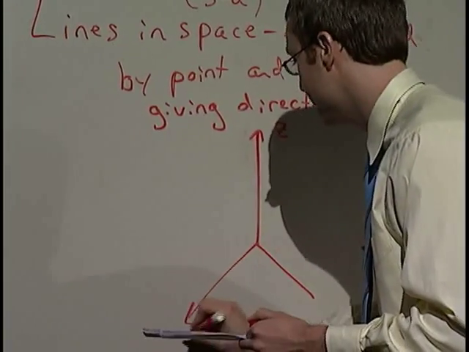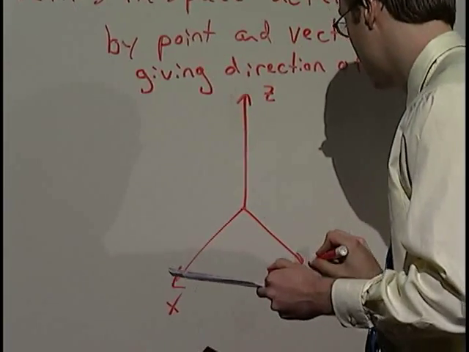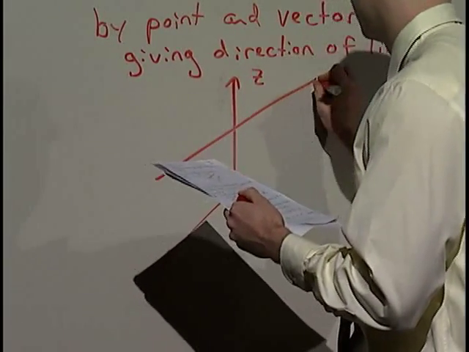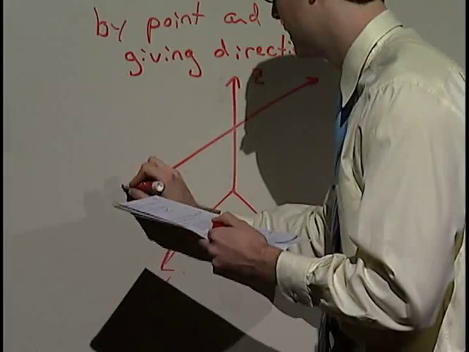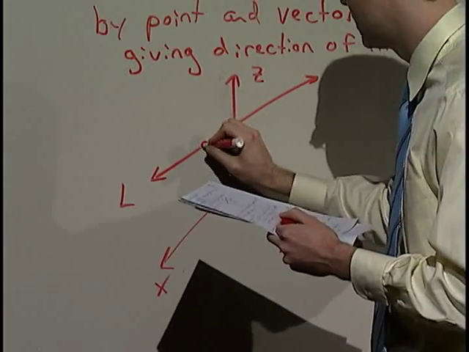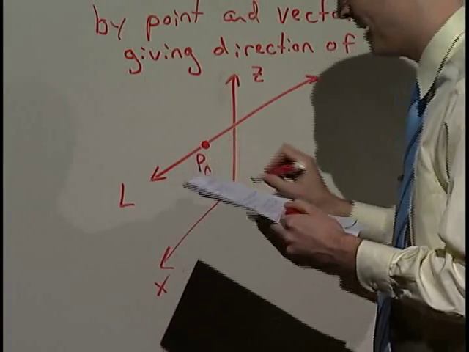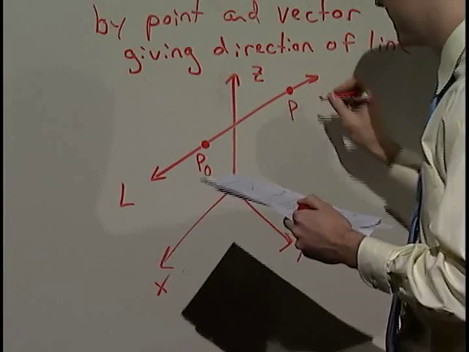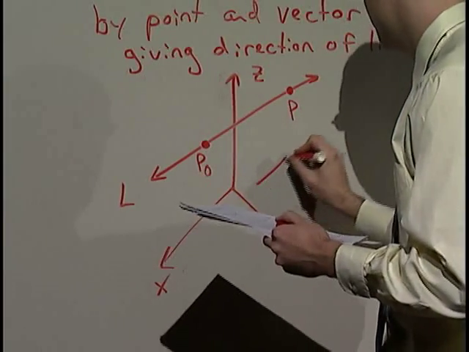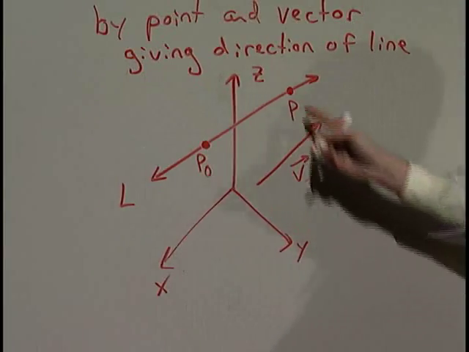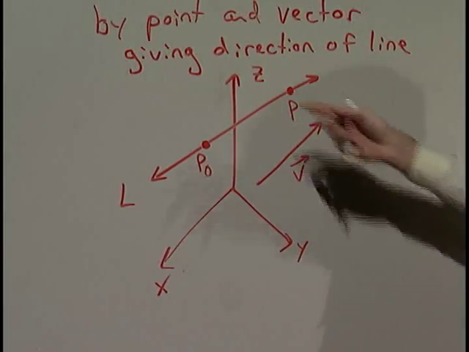So there's x, y, and z. And there's our line L. And it has some point that we know on the line. Call it P0. And then we'll put another point on the line up here, and maybe down here. We know some vector that runs parallel to the line that gives the direction of it.